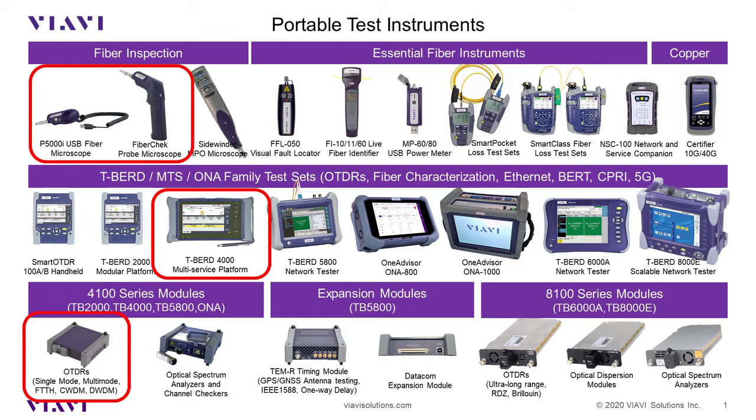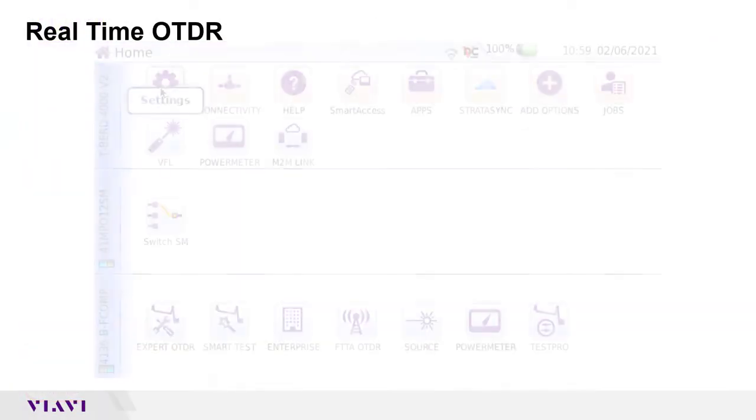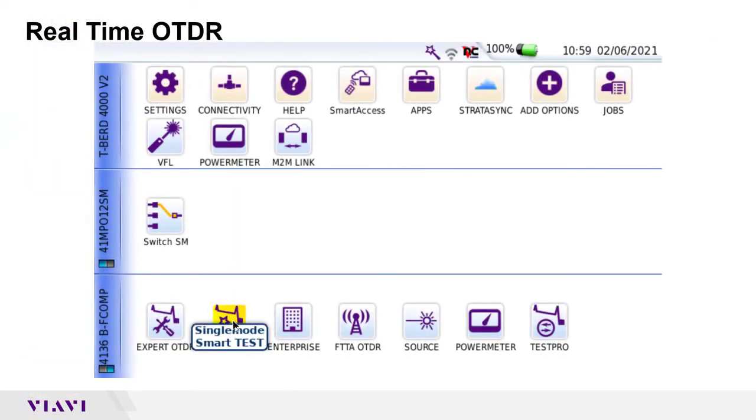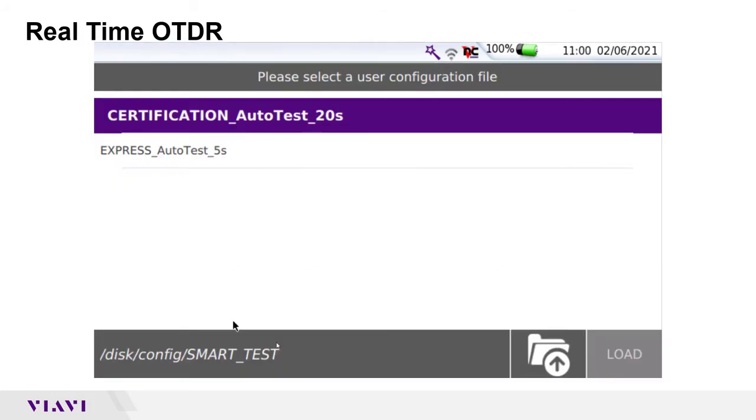Now, once all the fiber is connected to the unit, I will use the Smart Test icon. That will bring me into the config file page in which I can choose either Enterprise or Expert. It doesn't really matter in my case because I want to use the Expert OTDR.